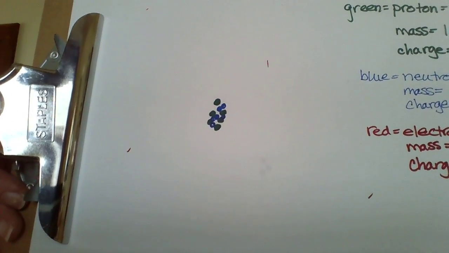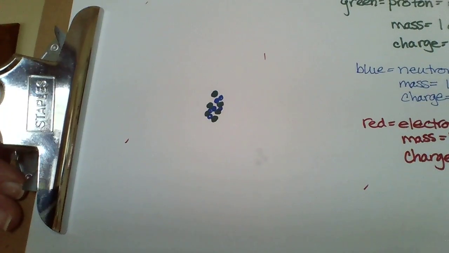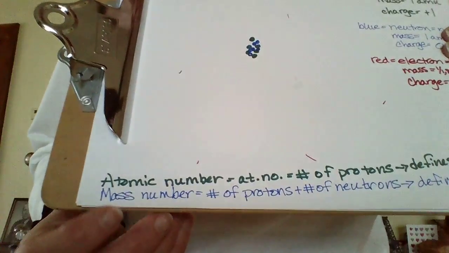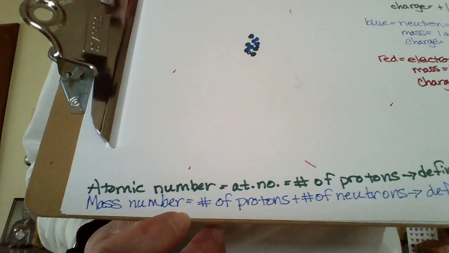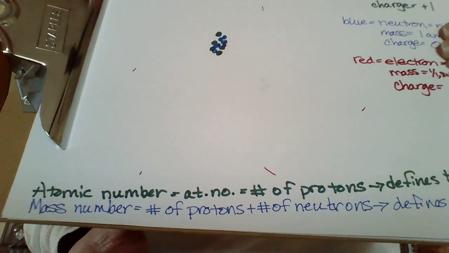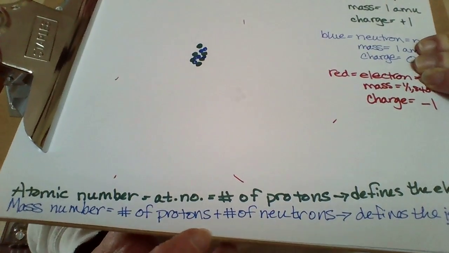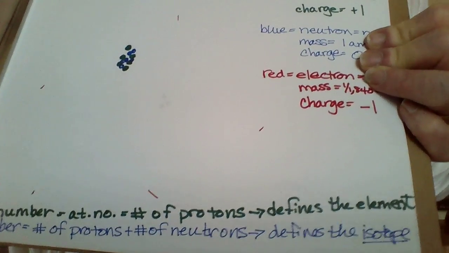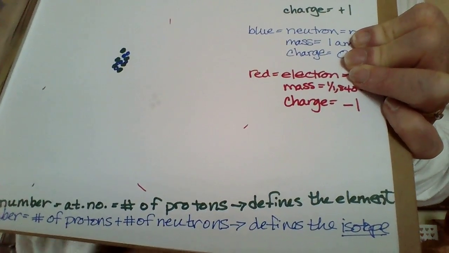The atomic number, the number of protons, defines the element. We have another vocabulary term here, the mass number. That is equal to the number of protons plus the number of neutrons. And that defines something called the isotope of the element.